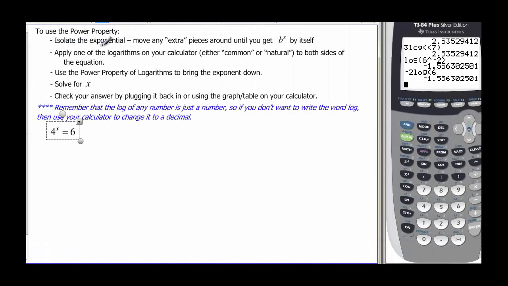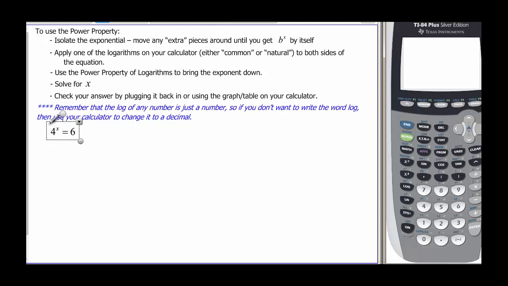Well, we want to isolate the exponential. So we want to get that base all by itself and then move any extra pieces around so that we can get b to the x by itself. And then we want to apply one of our logarithms on our calculator, either the log or the natural log, to both sides. Then we can use that power property to solve for x. And then we can always check our answer by plugging it back in or using the calculator graph or table. So let's look at this first one.